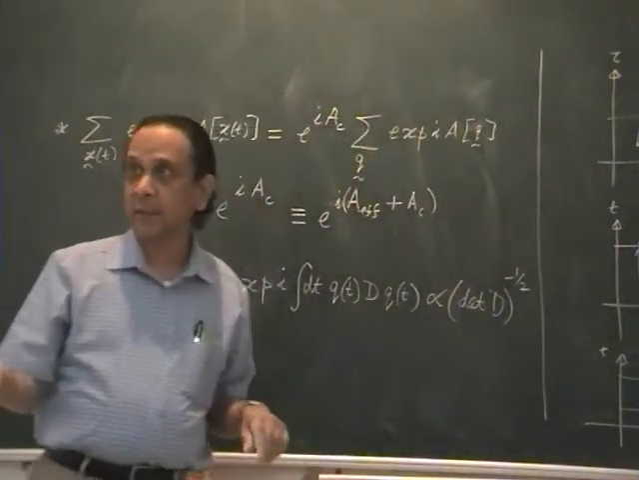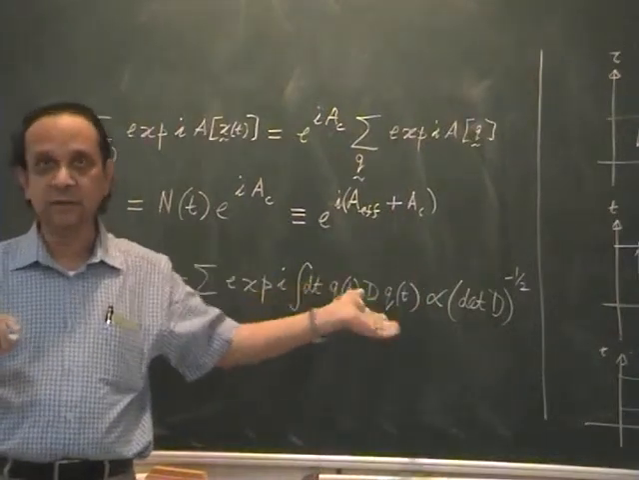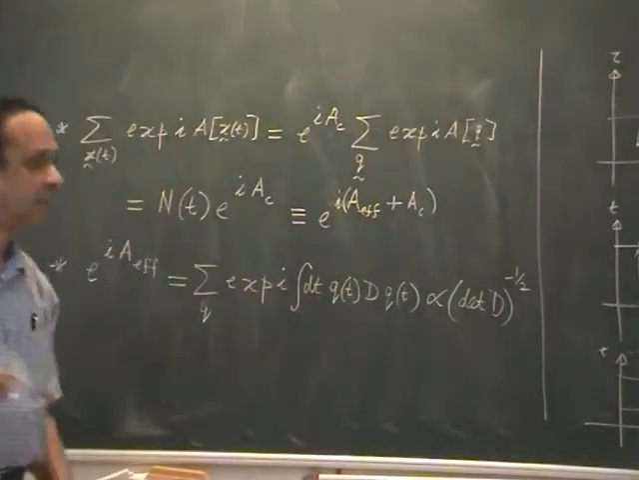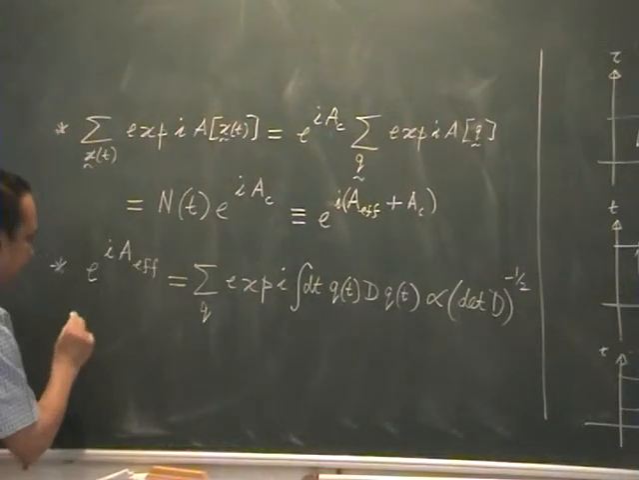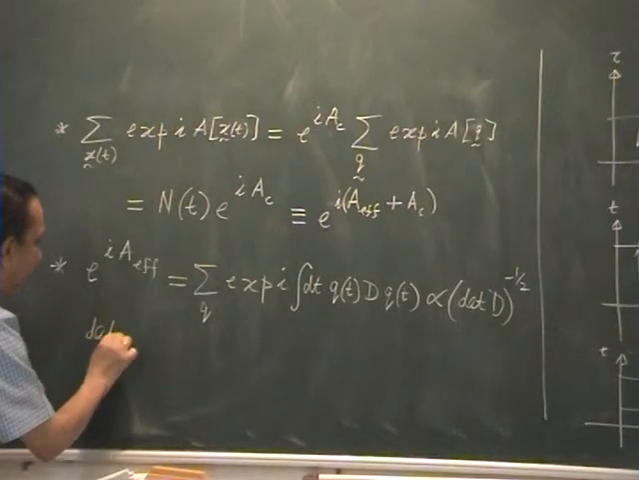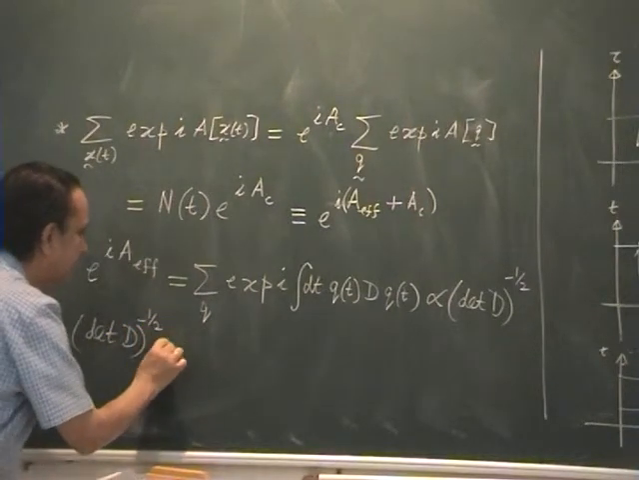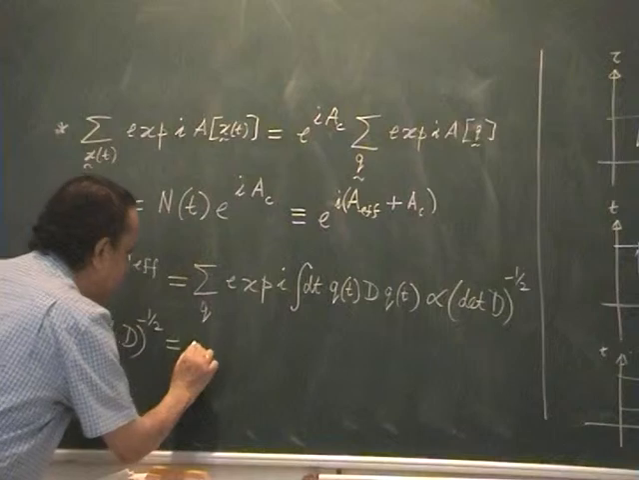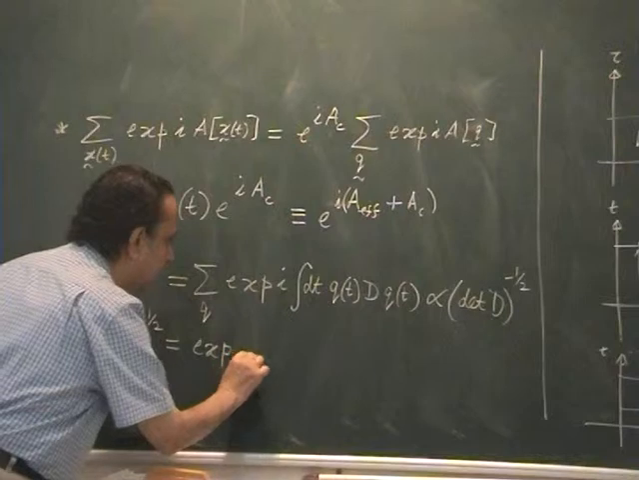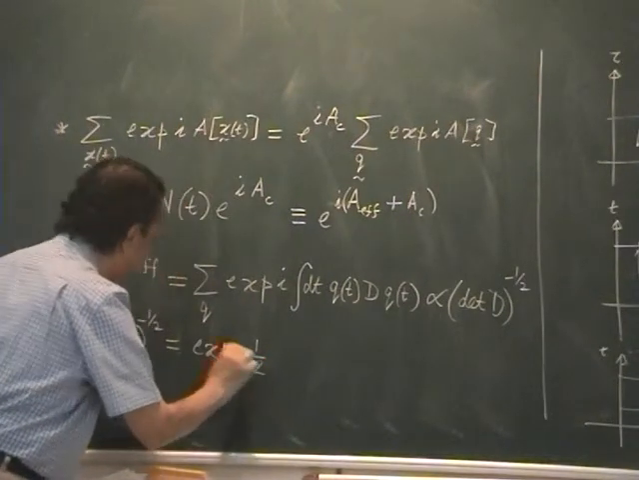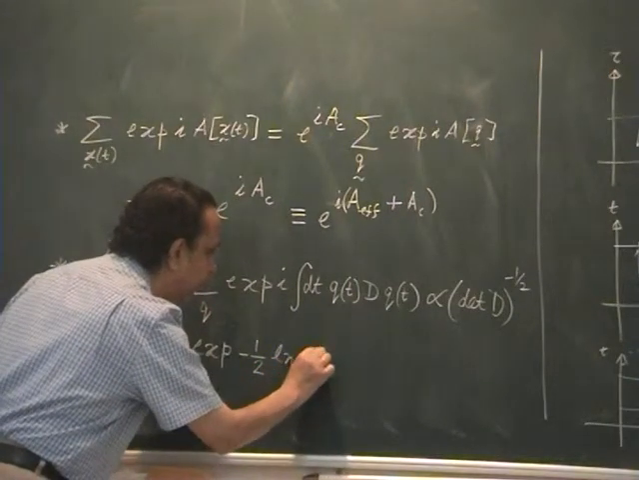Good. Those of you who have taken Professor Gangal's course in path integrals would know this because you can diagonalize this and you can write it like this. So you get the determinant to the minus half. I want to get it into an exponential form. So what is the determinant of D to the minus half? Determinant of D to the minus half is exponential of the log of the same thing. Log is minus half, log of this, log determinant of D.